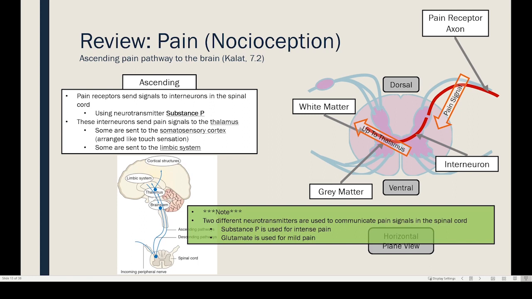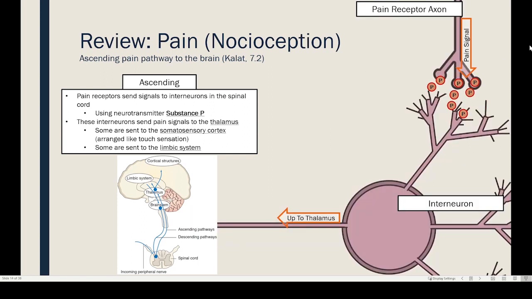And then we talked about how substance P is the main neurotransmitter used in pain perception or sensation. And that is true, but there is also a role for a neurotransmitter called glutamate. So substance P is most associated with signals of intense pain, and glutamate is most associated with signals for mild pain. So the place that these are usually used is right here, as the pain receptor axon enters the spinal cord and then synapses with this interneuron. It's this gap here where substance P or glutamate is being used to send that signal between the two neurons.